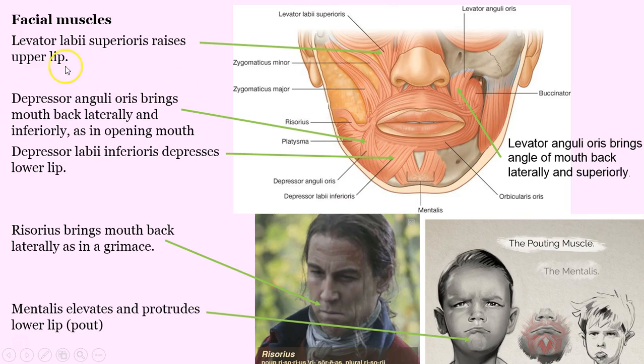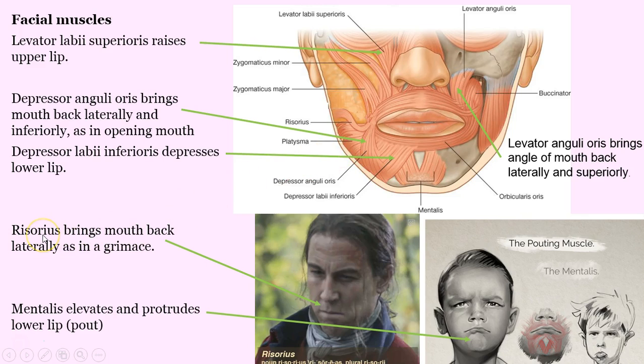Levator labii. Okay, look at that name. Levator means to lift. Labii, think of lips. Superioris, we think of superior. So it's going to raise the upper lip right here. A little bit of snarling action. Depressor anguli oris, so it's going to bring down. Oris means mouth. So it's going to bring the mouth back and laterally. It's in an open mouth. The depressor labii inferioris, so labii again, lips. Lower lip, it's going to depress the lower lip. So really the names of these muscles describe what they do. It's really nice that way.